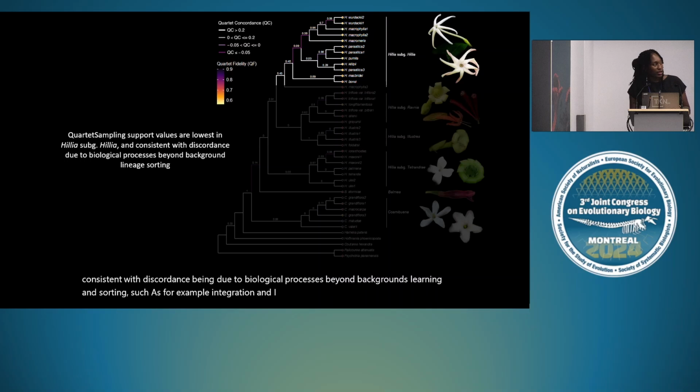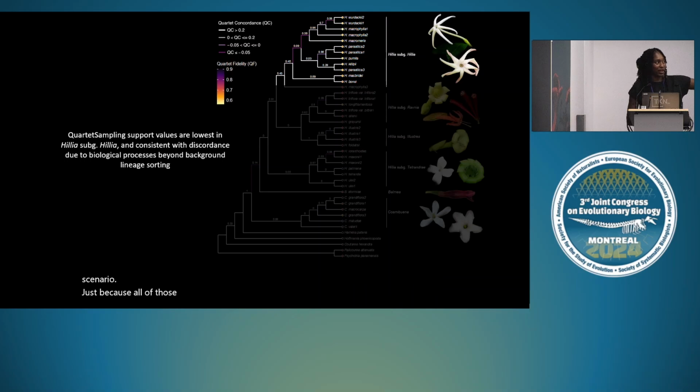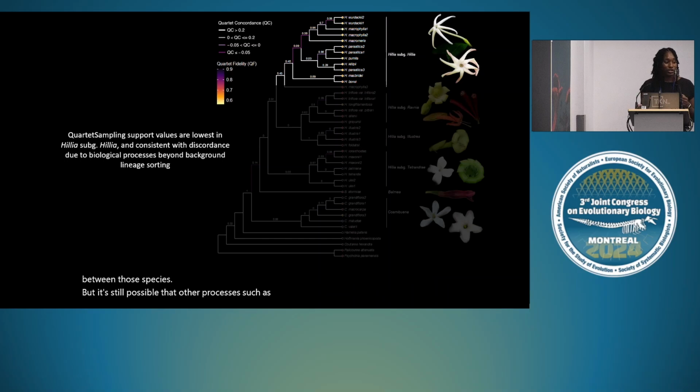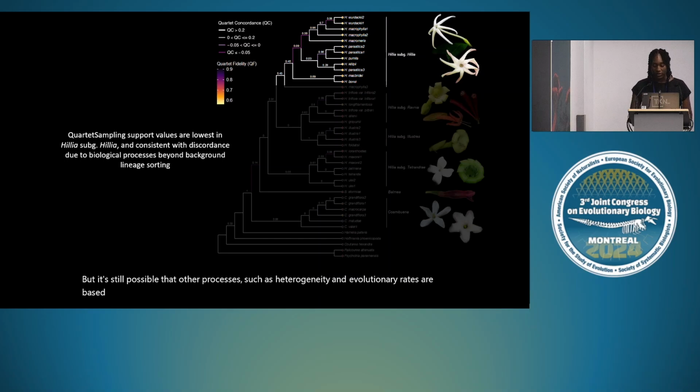And I think introgression is a particularly plausible scenario, just because all of those species have that similar hawk moth syndrome morphology. And they all occur throughout the Andes, meaning that there could potentially be some gene flow between those species. But it's still possible that other processes such as heterogeneity in evolutionary rates or base compositions could be causing discordance. And so some of my future work will focus on the phylogeography of this subgenus specifically, and also testing for hybridization and introgression to better understand and tease apart some of these different potential sources of discordance.